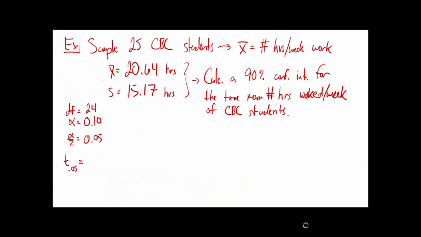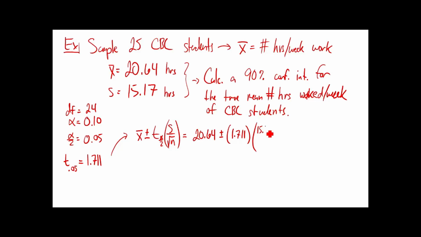Perfect. So that's going to be our multiplier, 1.711. And now we're good to go. We got everything we need. Our formula says take x bar plus or minus t alpha over 2 times s over root n. So our sample mean was 20.64 plus or minus, our multiplier is 1.711. Our sample standard deviation was 15.17, and our sample size was 25.